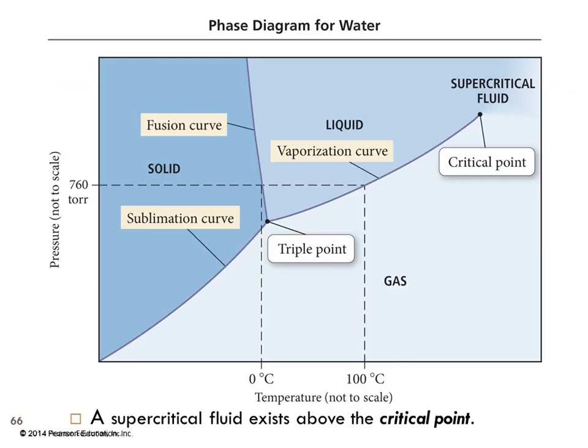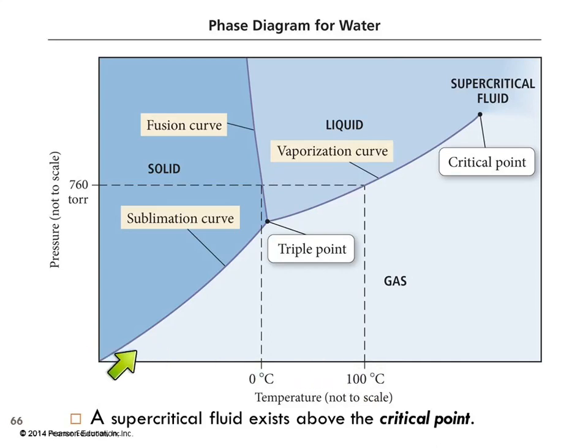So here's the phase diagram for water. We see on the y-axis that we're graphing pressure, and it says note not to scale. They're identifying one point here, but this is not a scale drawing. And over here, they're indicating two different temperatures. Again, this is not to scale, but they're telling us here's 0 degrees and 100 degrees. Those are important points for water.